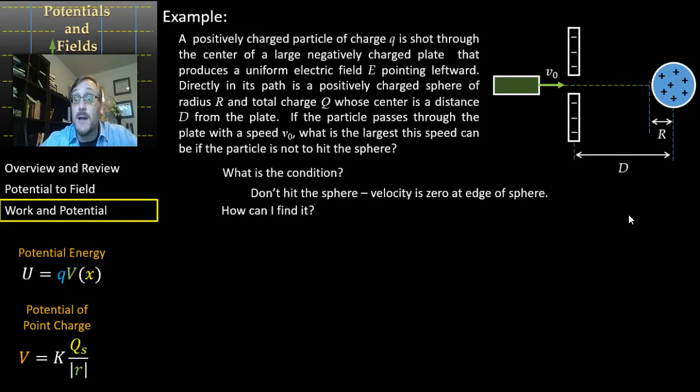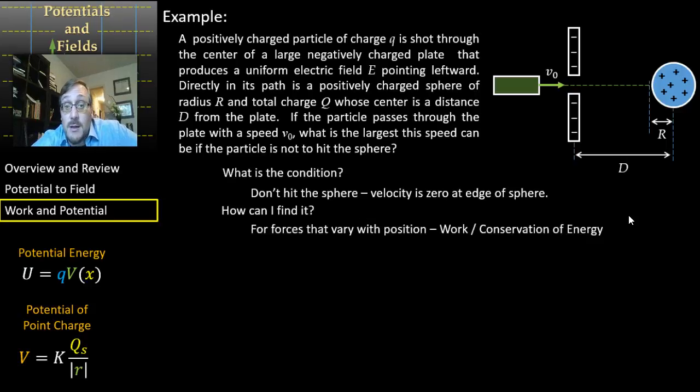Okay, so how do I find that? Well, basically we're going to do the same thing we did in the last lecture, and that's use conservation of energy, work, whatever you want to call it. The energy at this point and the energy at this point have to be the same. Because of that, we're going to be able to use the potential, because the potential is related to the energy. The potential energy is just the charge of this little particle that I'm shooting times the electric potential at that point. So I've got all the stuff I need for that.